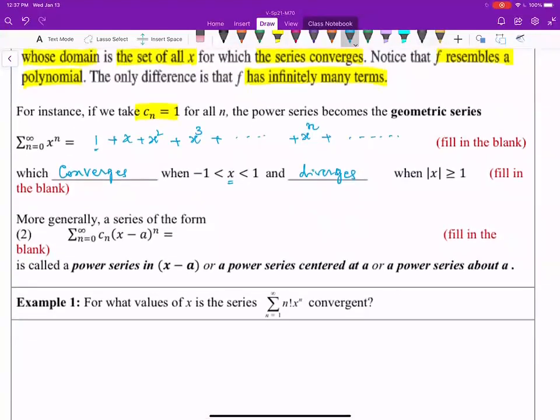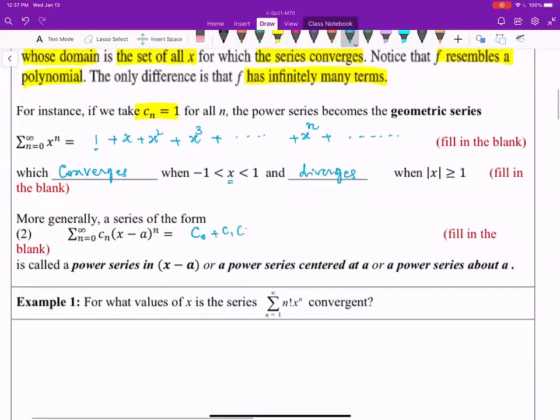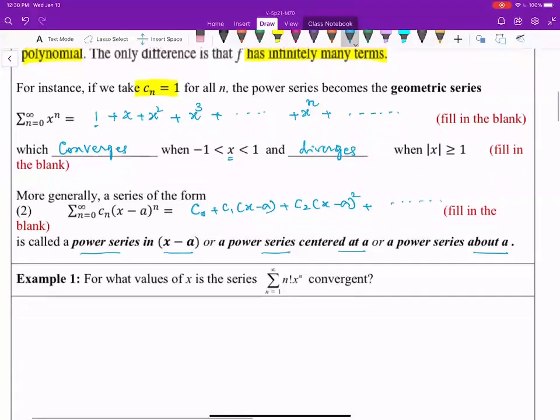More generally, a series of the form sigma Cn times x minus a to the power n, with n varying from 0 to infinity, in expanded form is C0 plus C1 times x minus a plus C2 times x minus a, the whole squared, and so on. This is called a power series in x minus a, or a power series centered at a, or a power series about a. So that's about the power series.